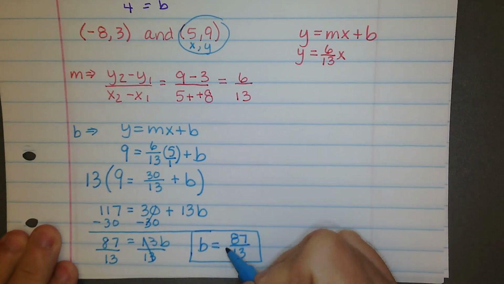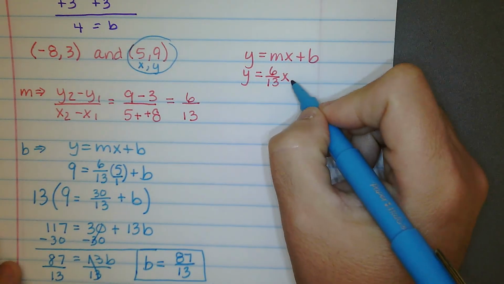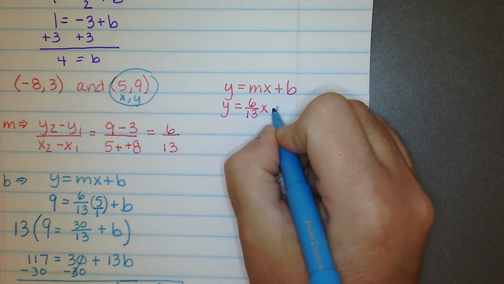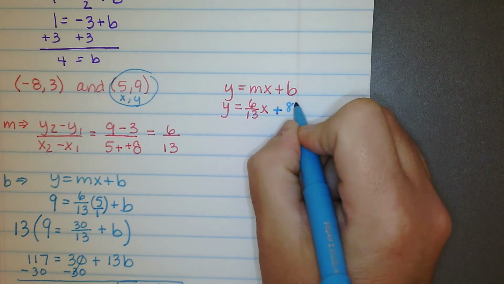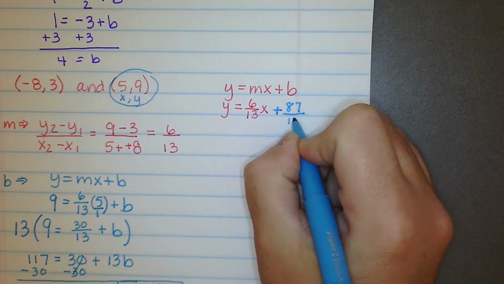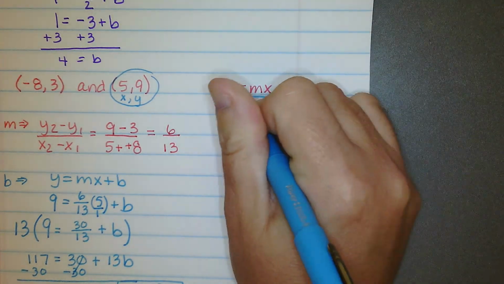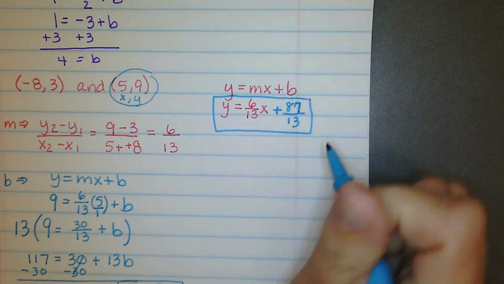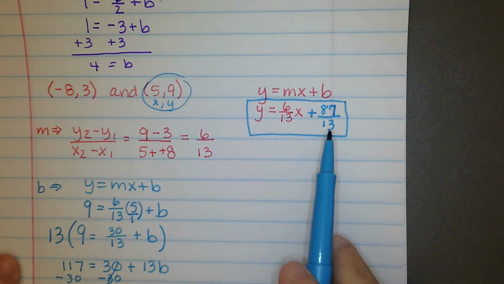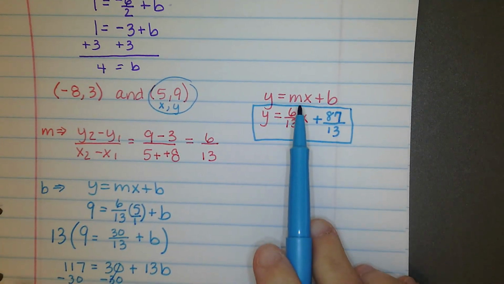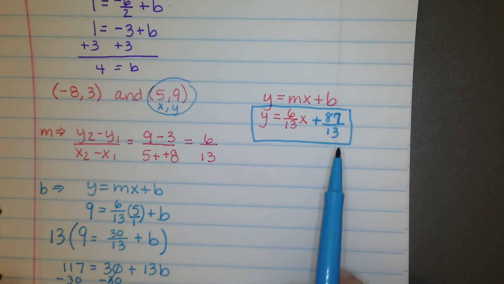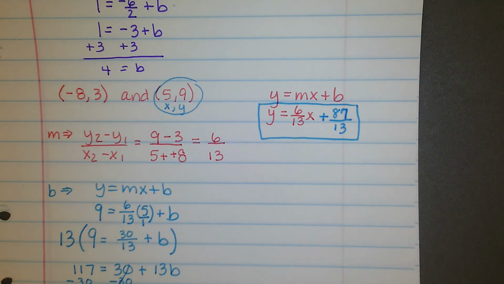Now we're going to walk that back up to our final answer. It's positive, so I'm going to put a plus sign. If it was negative, I'd put a minus sign. And my final answer for the equation of the line that passes through these two points is messy. It's y equals 6/13 x plus 87/13.